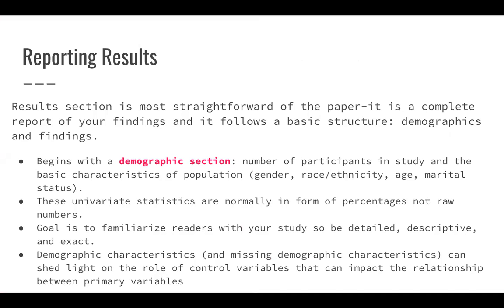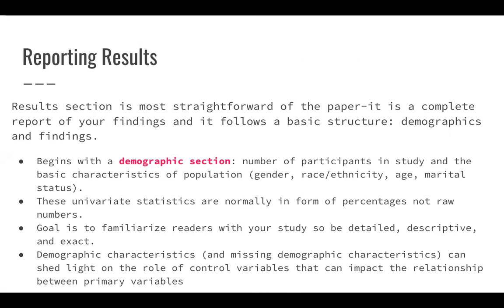So as the textbook states, the results section is the most straightforward of the paper. It's the complete report of your findings, and it tends to follow a basic structure. First you present your demographics, and then you go into your findings, usually beginning with the more simple univariate analyses, and then moving up to your bivariate, multivariate analyses.